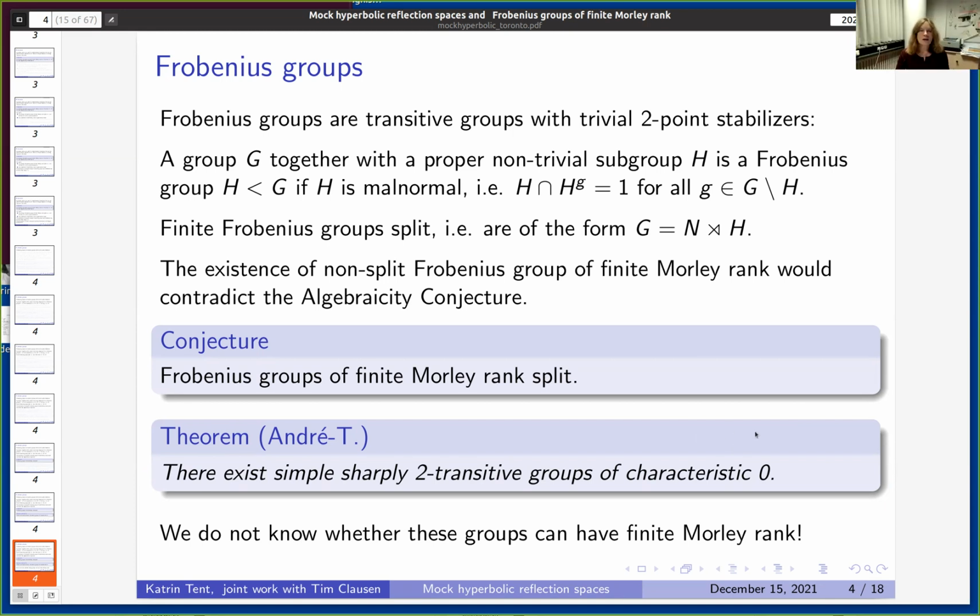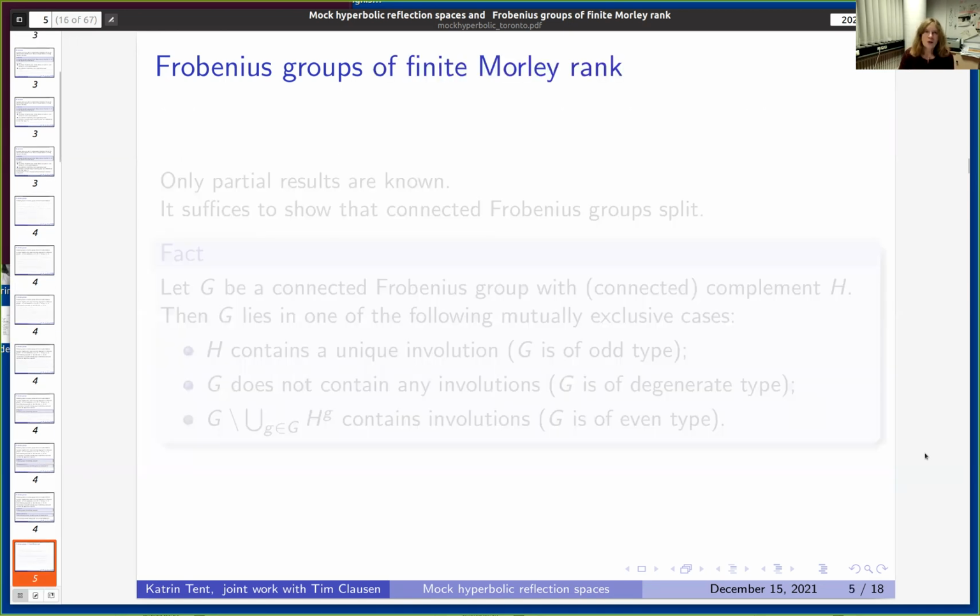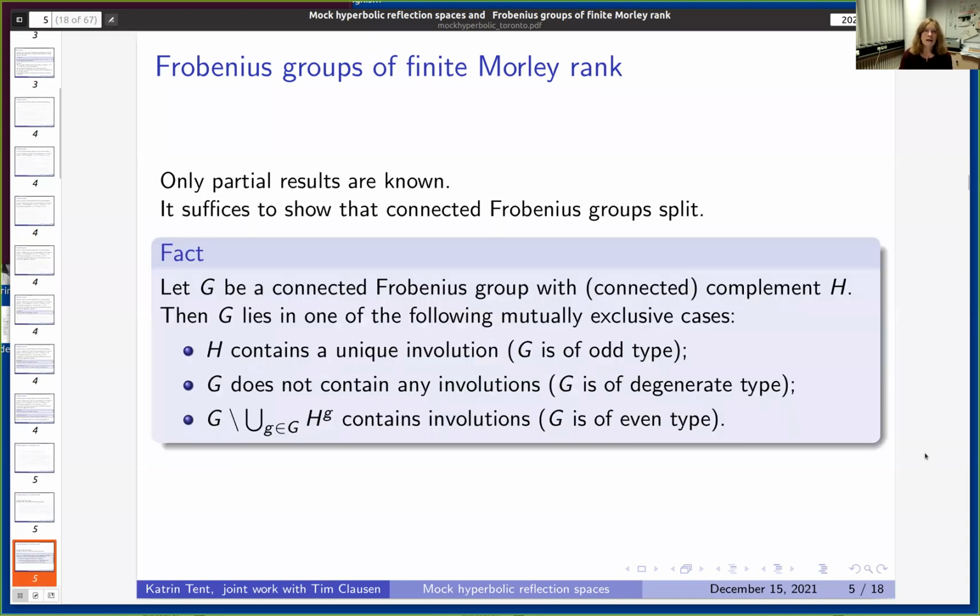Okay, so this would be a place to look if you hope that this conjecture might be wrong. So check whether these groups actually have finite Morley rank. For Frobenius groups of finite Morley rank, there's not too much known actually.